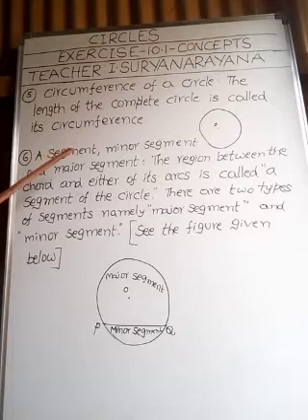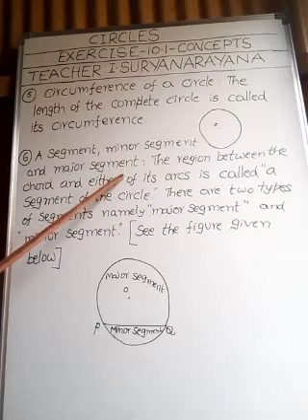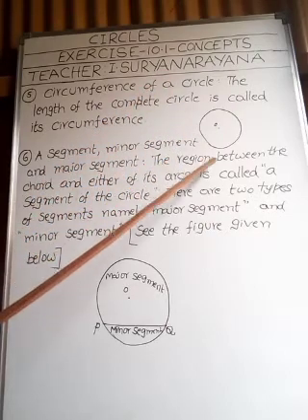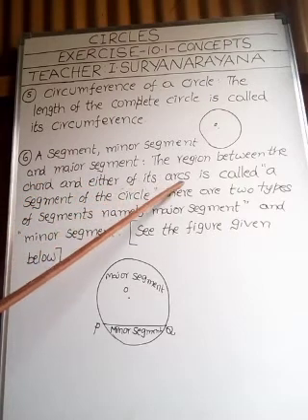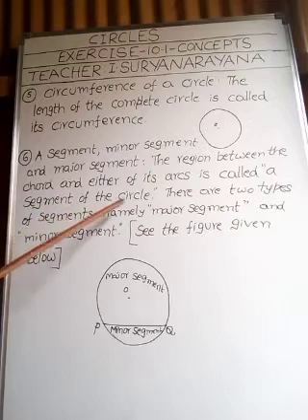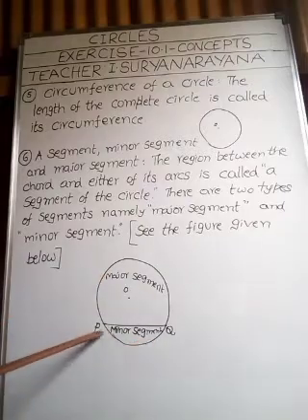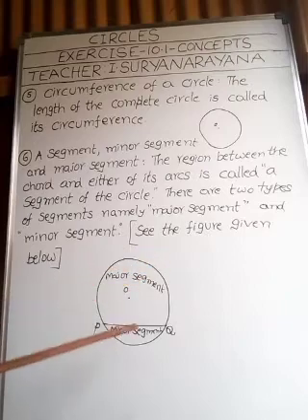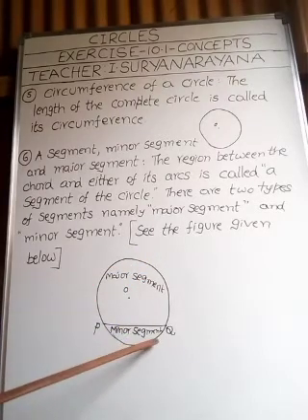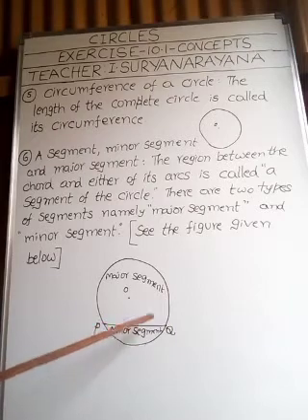Come to the sixth point. In this point, we are going to discuss segment, minor segment, and major segment. Okay, my dear children. The region between the chord and either of its arcs is called a segment of the circle. Understood this point, my dear children? See here in this figure, here PQ. This is the PQ arc. This region is called a segment, and this is also a region, part of the region of the circle. This is also called a segment.